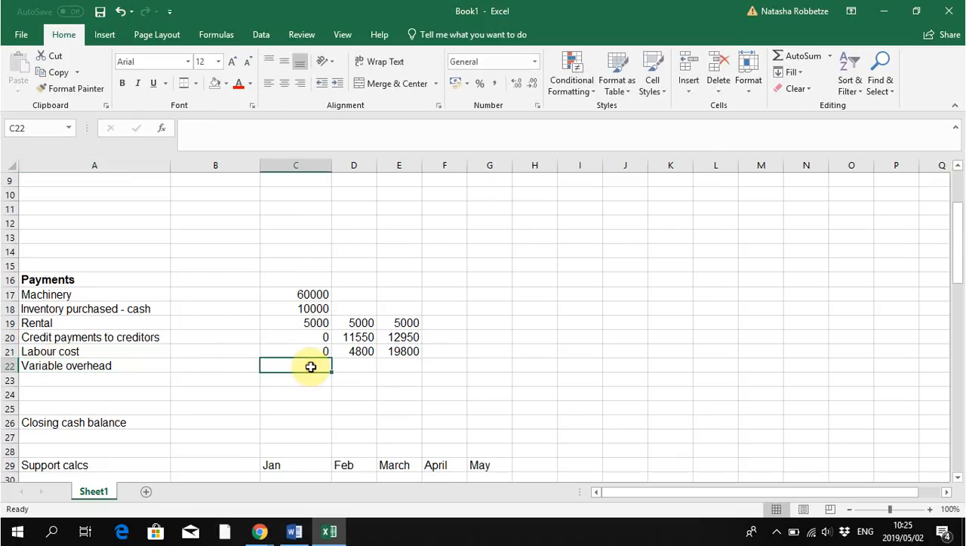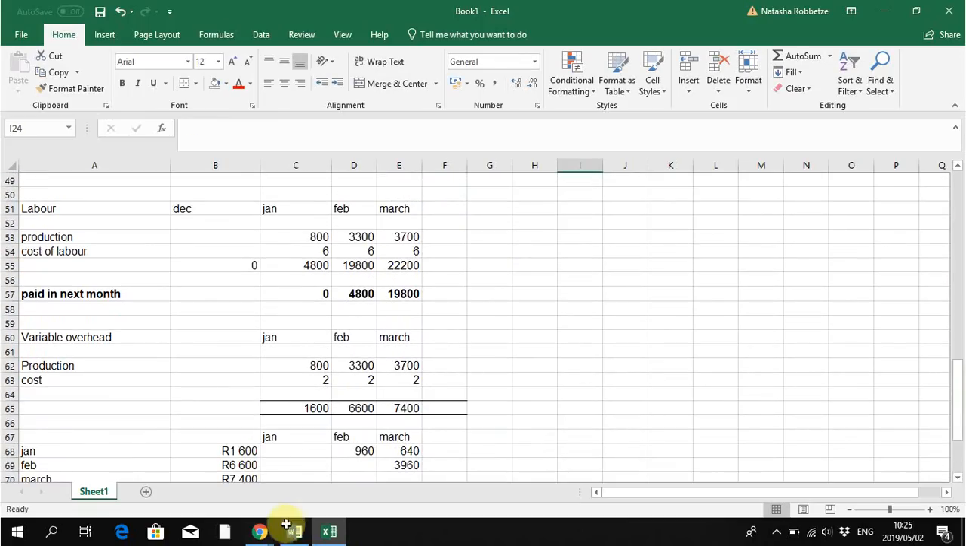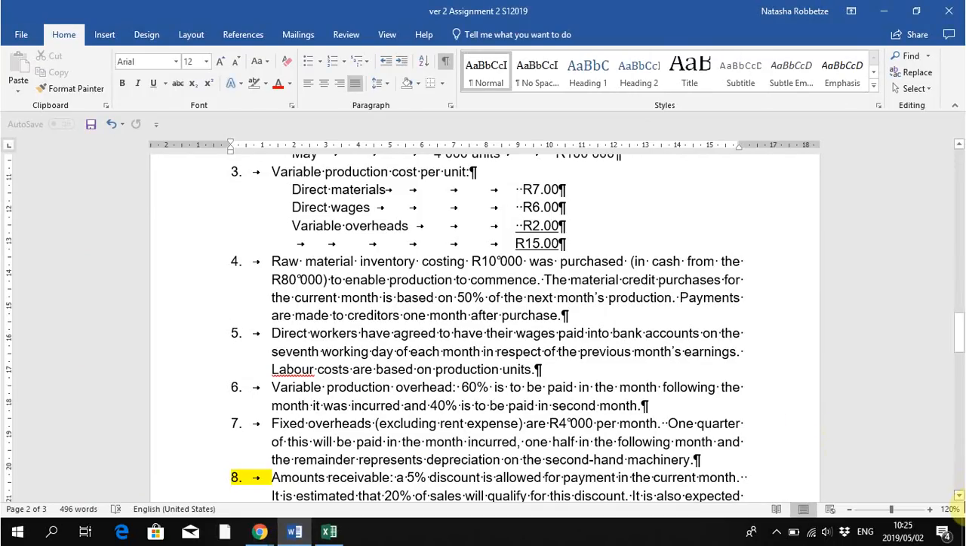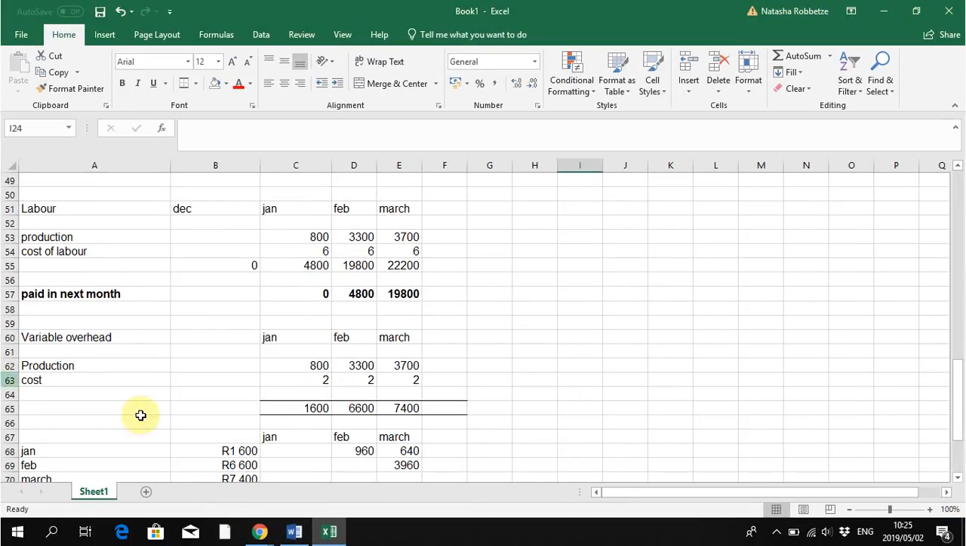And that was then nothing in January. In February, we had 960, and in March, we had an amount of 4,600. Righty. If I go to the next note, it is my fixed overhead, and the fixed overhead is 4,000 Rand excluding the rent, but we have already accounted for the rent.